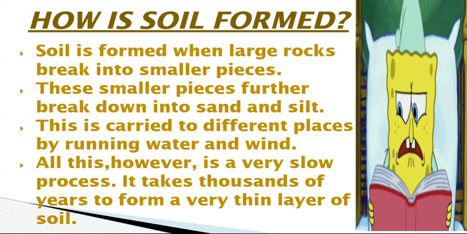I have already told you what silt is. We have read this in chapter number 3, the northern and the coastal plains. What is silt? Fine mud carried by the running water is known as silt. Now, this sand and silt is carried to different places by running water and wind. All this, however, is a very slow process. It doesn't take 1 or 2 years, children. It takes thousands of years to form a very thin layer of soil.